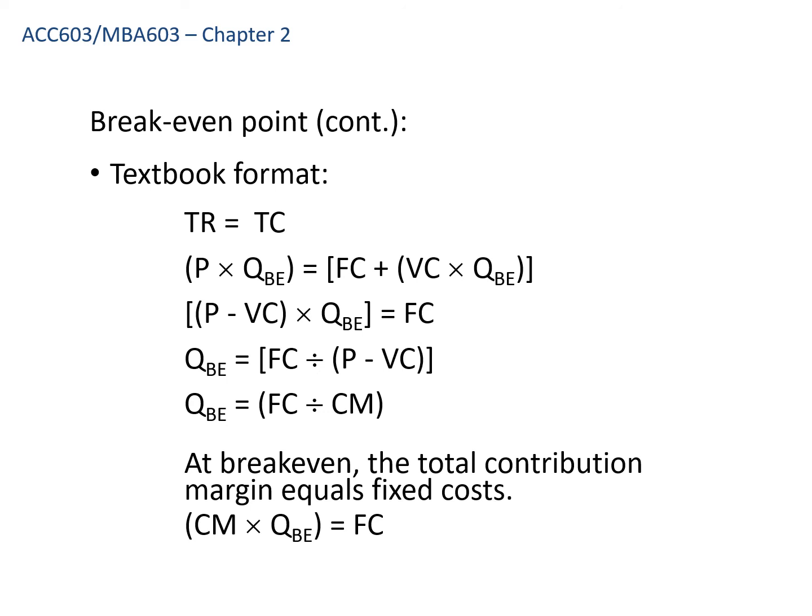And then you can see I solve for that to get fixed cost by itself, okay? And then I can determine that quantity at break-even equals fixed cost divided by contribution margin, which is kind of an algebraic proof of what I showed you earlier. So at break-even, total contribution margin is going to equal total fixed cost.